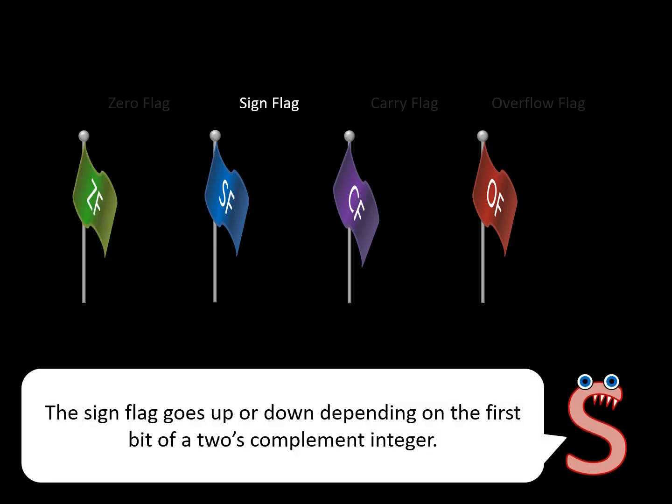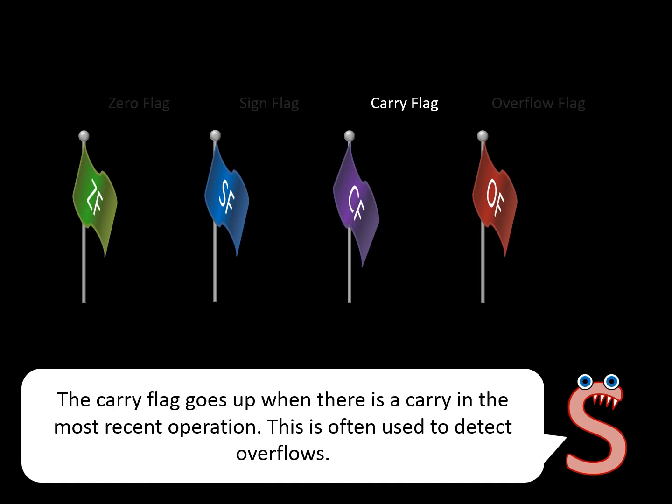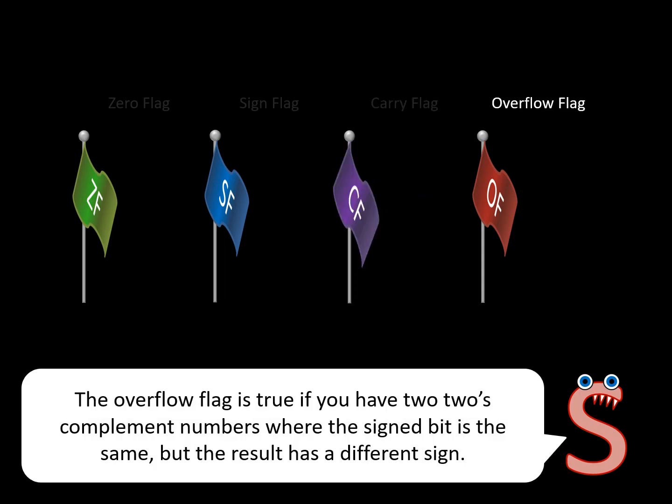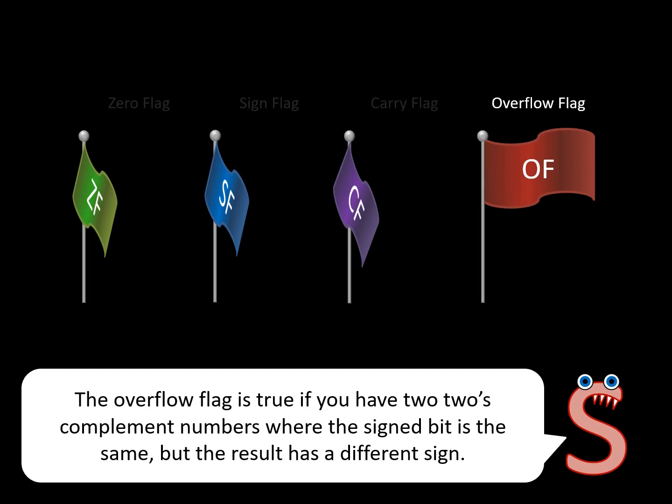The sign flag goes up or down depending on the first bit of a 2's complement integer. The carry flag goes up when there is a carry in the most recent operation. This is often used to detect overflows. The overflow flag is true if you have two 2's complement numbers where the sign bit is the same, but the result has a different sign.